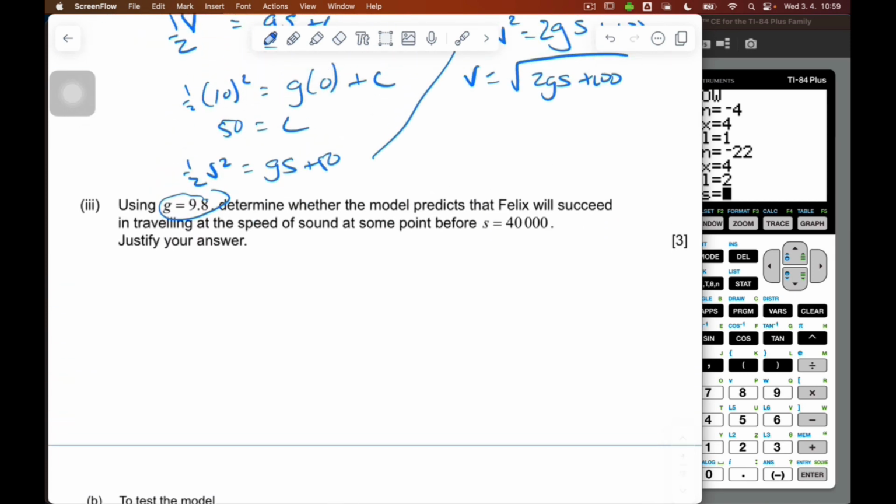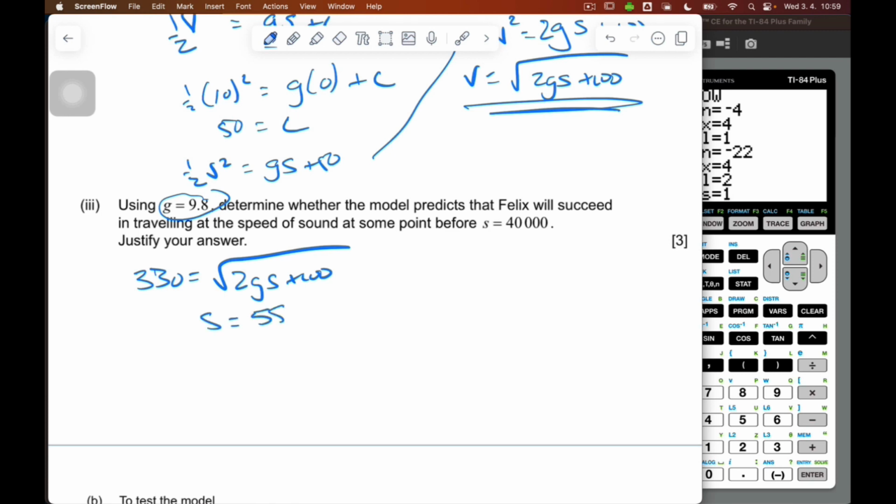I could do this a couple of ways. I could substitute in 330 equals the square root of 2gs plus 100, since this is v. And when I solve, s is equal to 5551. Since this is less than 40,000, I can say he will reach the speed of sound.